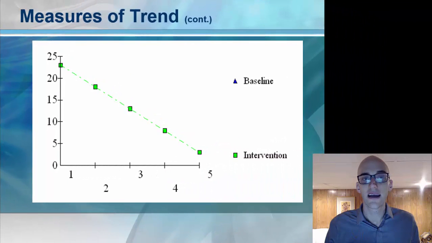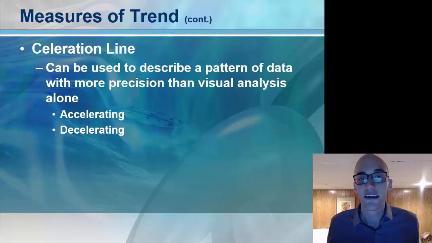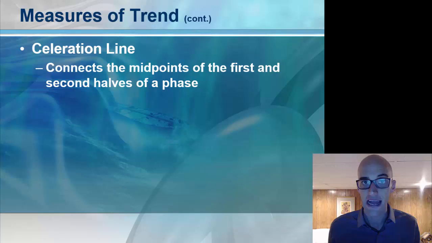So the acceleration line technique is essentially taking the moving average across different observations to give you an idea of what the trend would continue like if you were to keep moving on with the observation. So acceleration line can be used to describe patterns in data with more precision than just visual analysis. So trends can be accelerating or decelerating. And so statistically, acceleration lines connect the midpoint of the first and the second halves of the phase.